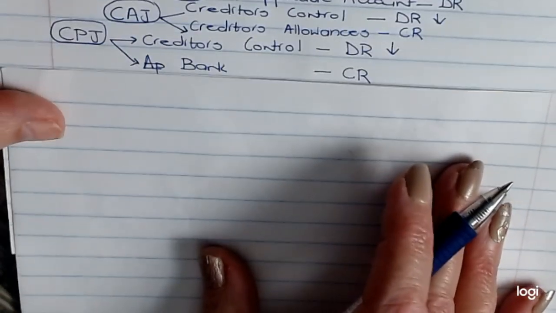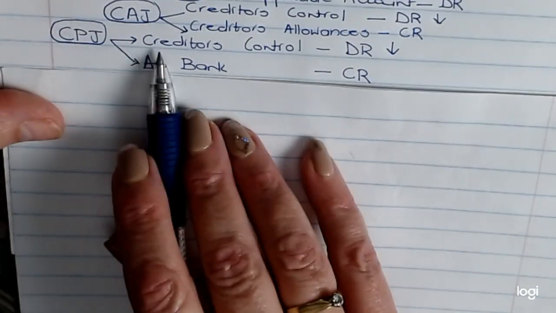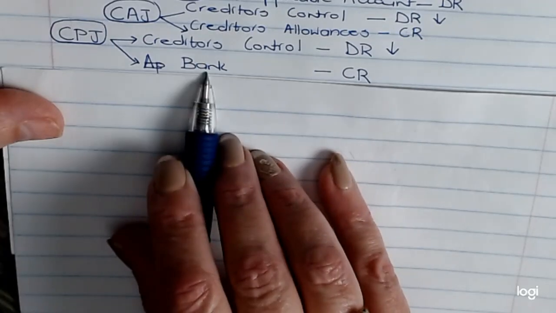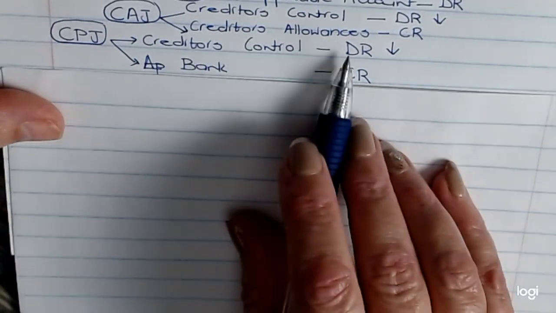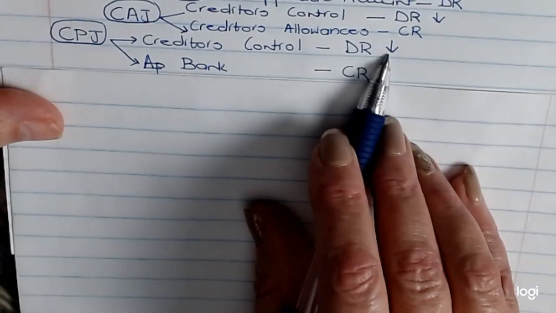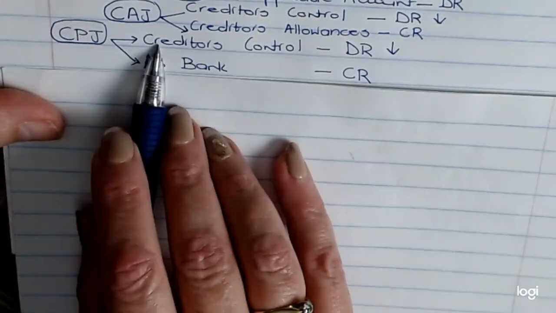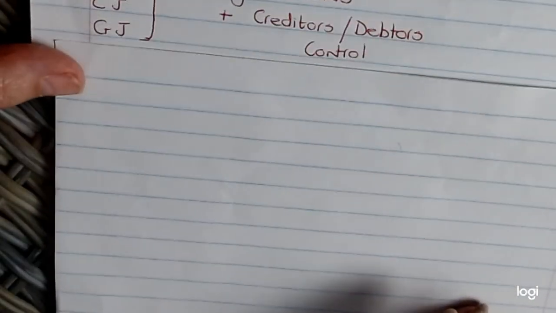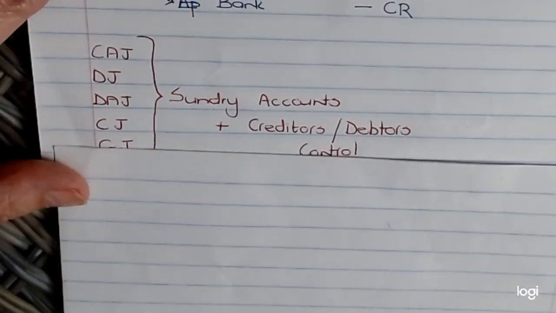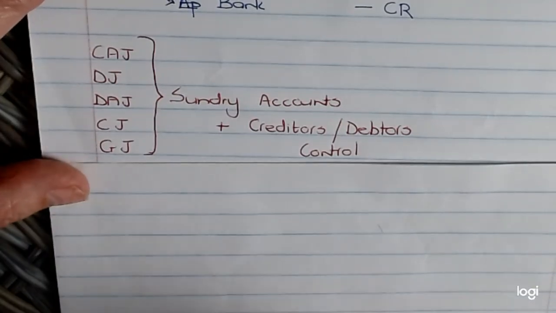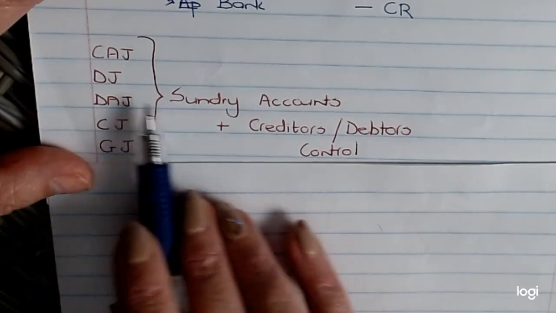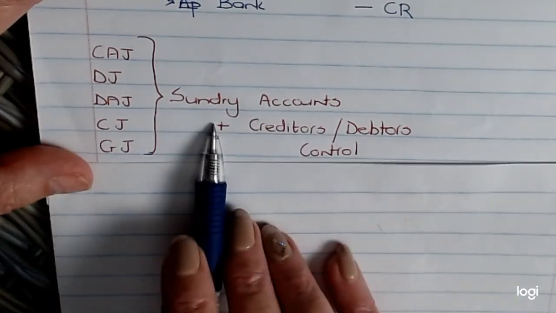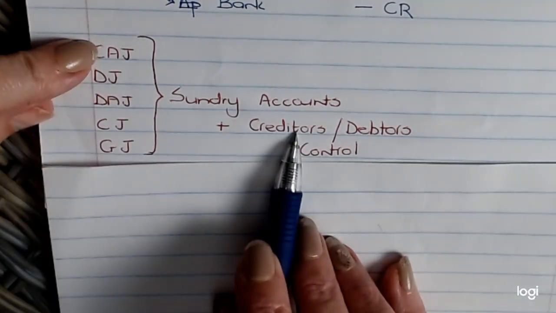Then the CPJ, the main account is bank, which would have been credited, and creditors control debited, decreasing the amount we owed to the creditors. Over and above that, we also need to remember that when we have a CAJ entry, we have sundry accounts and the creditors control.